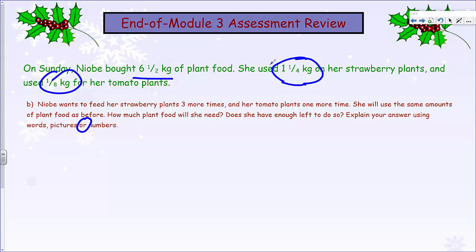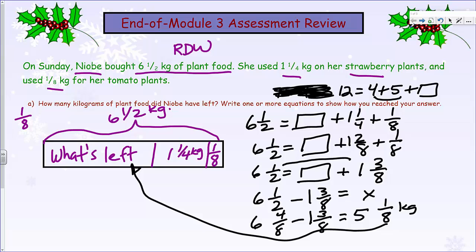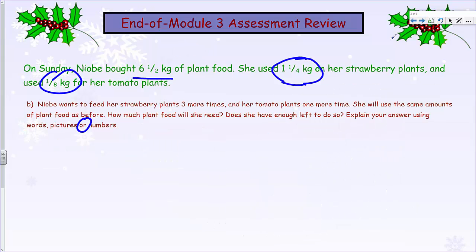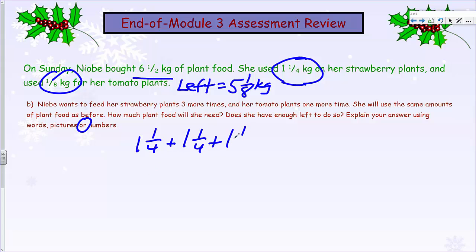So the first thing we will need is to know how much was left, and we determined that was 5 1/8. So I'm just going to put over here "left," because this is how much was left. It was 5 1/8 kilograms. So I just want to make sure I have that note. Now for the strawberry plants, she's going to feed them 3 more times. Well, strawberry plants was 1 1/4. Now we haven't really learned how to multiply fractions at this point, so we're just going to go ahead and add. If she's going to feed them 3 more times, I'm going to write that 3 times. Makes sense.